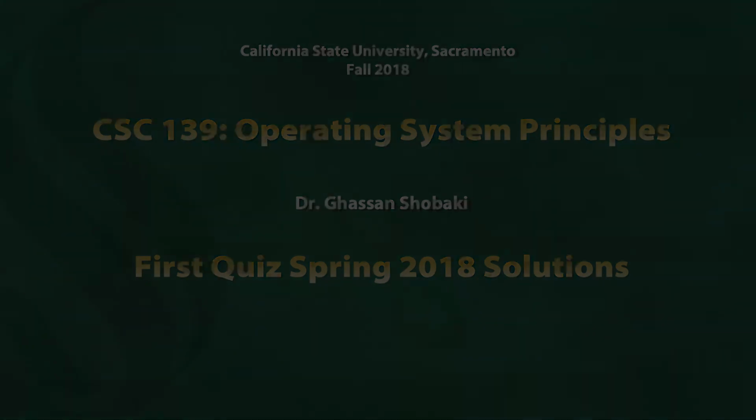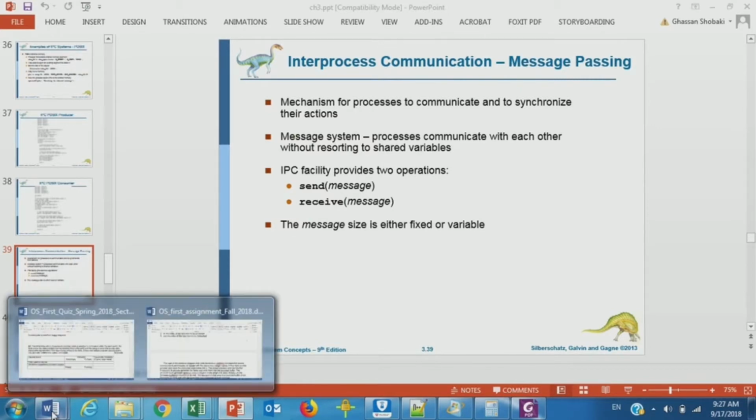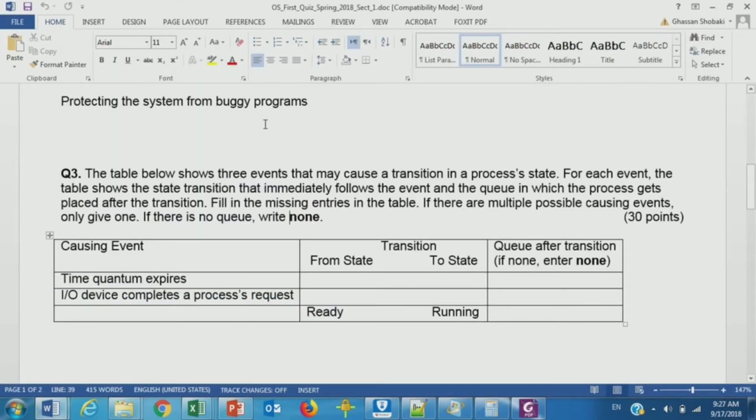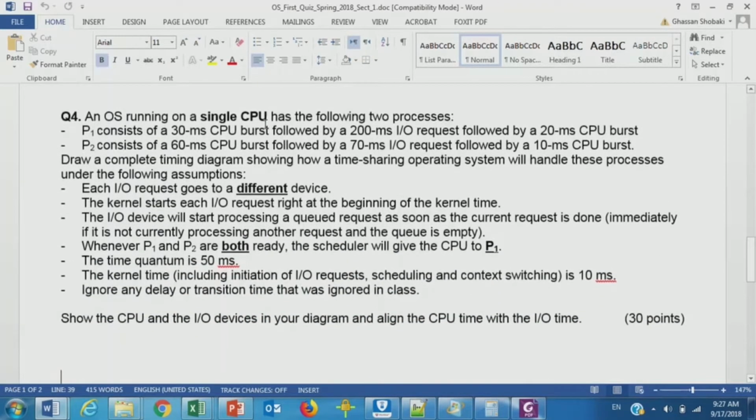Okay, so now I want to switch to the sample quiz. And the most important question is the OS simulation question, because we haven't done a similar question before. So you will have an OS simulation question like this in the quiz.